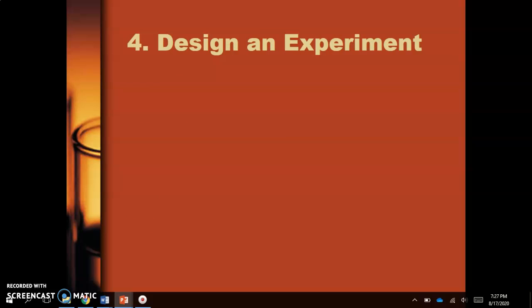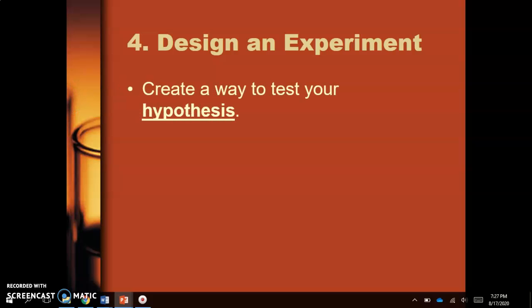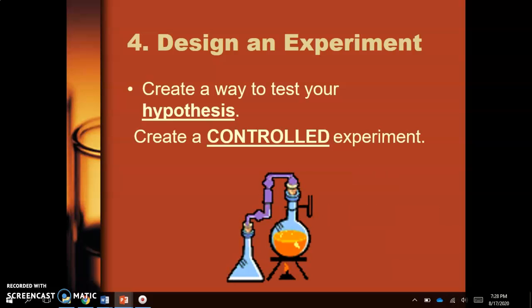Step 4, we're going to design our experiment. So you have to decide and set up the actual experiment that you're going to run to test your hypothesis. The whole point of an experiment is to test your hypothesis, because remember, your hypothesis is a prediction. You don't know if it's right or not until you actually do your experiment. So you're going to create a controlled experiment, okay? So when we design an experiment and we say it's controlled, it is very important that we control certain parameters of the experiment to make sure that our results are valid.